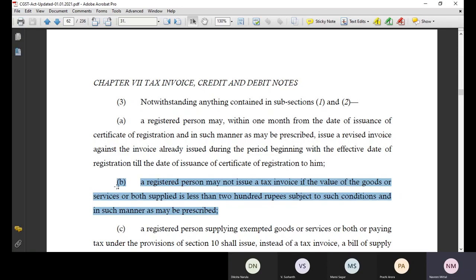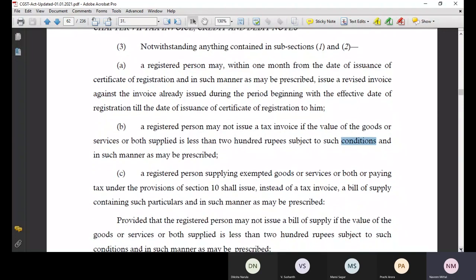But it comes with some conditions. It is mentioned in the act, because in some cases even issuing an invoice of 1 rupee is mandatory. So conditions I will discuss later on. This is clause B. Clause C.